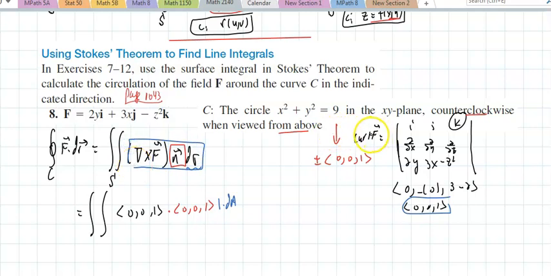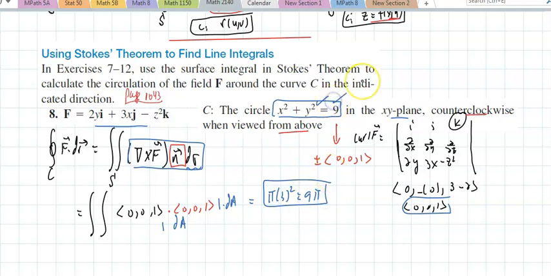Now, what's the region? I have this vector field running around the circle x squared plus y squared equals 9 in the xy plane, counterclockwise when viewed from above. Alright, well, if this is going to get me a 1 dA, and I know we're talking about the area of a circle, well, do I need to do any work? Can't I say that is actually pi times 3 squared, which is 9 pi? Or I could describe that using polar coordinates, x equals 3 cosine, y equals 3 sine, and so on and so forth.